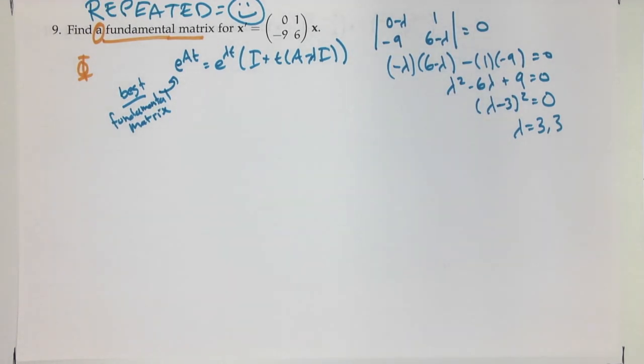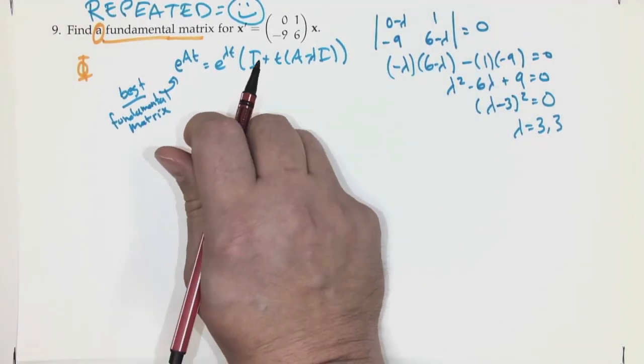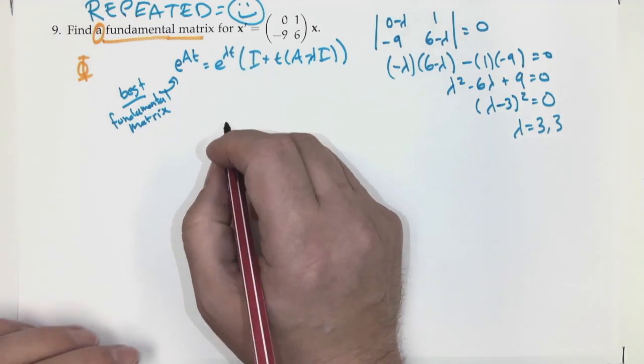If it's not repeated, you find solutions, fill up your columns, life is okay. Not as good as repeated, but you know, how often can you get repeated? On this test, at most once, because there aren't that many questions.